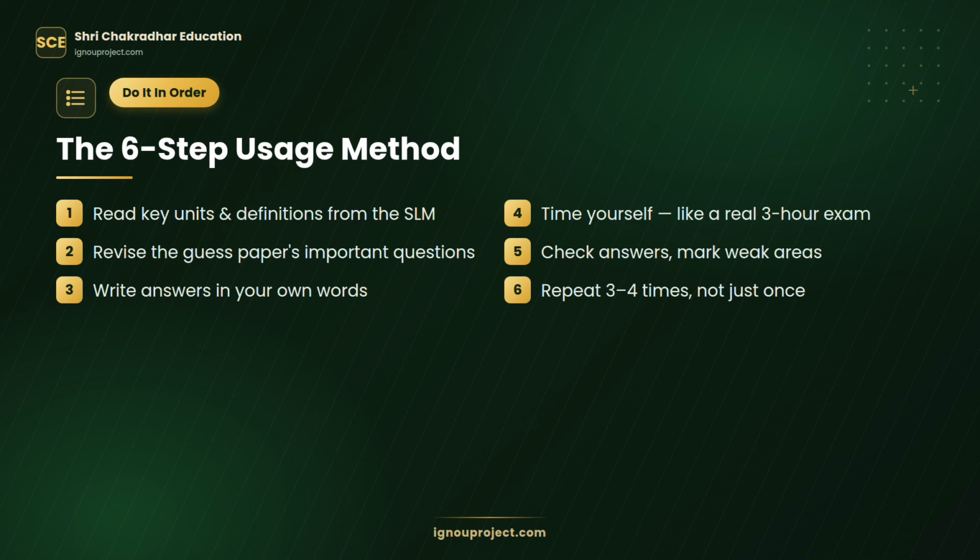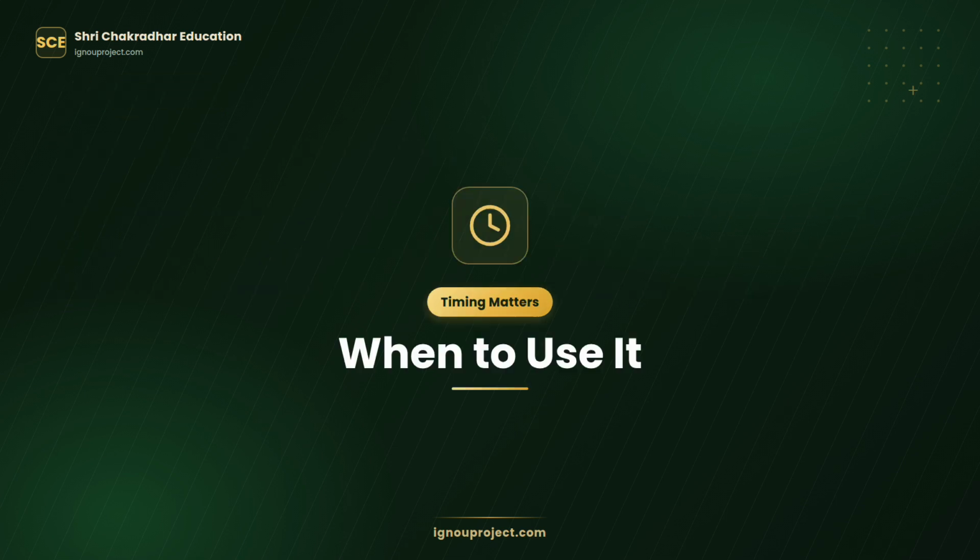Follow this method in order. First, read the key units and definitions from your official study material, the SLM. Second, revise the important questions listed in the guess paper. Third, practice writing those answers in your own words, not by memorizing word for word. Fourth, time yourself, as if you were in the real 3-hour exam. Fifth, check your answers and mark your weak areas. And sixth, repeat the cycle, because 3 or 4 revisions fix the material far better than one.